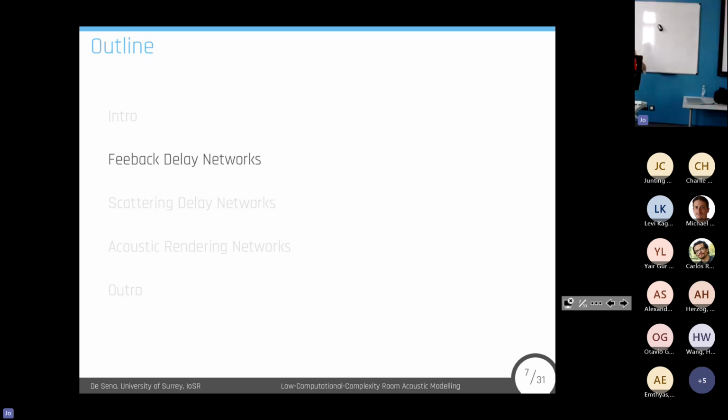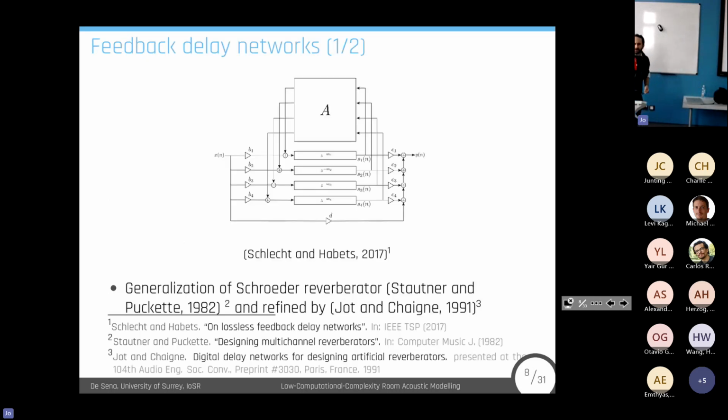All right, so the first model I would like to talk about is one of the standard models used in the field, which is called feedback delay networks. Feedback delay networks were proposed a while back. One of the earliest artificial reverberators was what we call the Schroeder reverberator. It's not on this slide, but this was extended first in the 80s, then in the 90s. More recently, Sebastian Schlecht and others have taken the topic forward. So it's quite a long history, and it's quite a simple model.